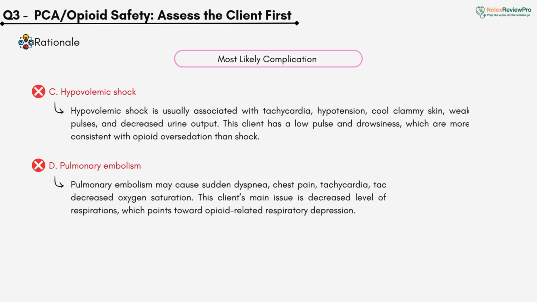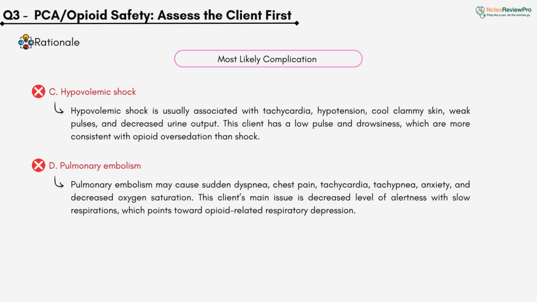Option C, hypovolemic shock. This is incorrect. Hypovolemic shock is usually associated with tachycardia, hypotension, cool clammy skin, weak pulses, and decreased urine output. This client has bradycardia and excessive drowsiness, which fit opioid oversedation more strongly than shock.